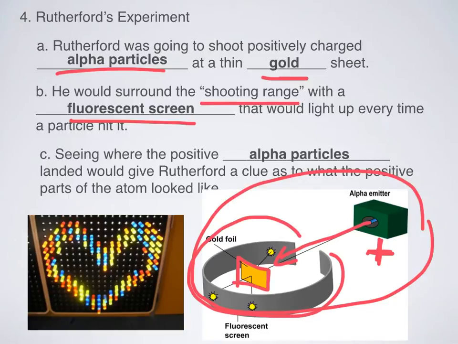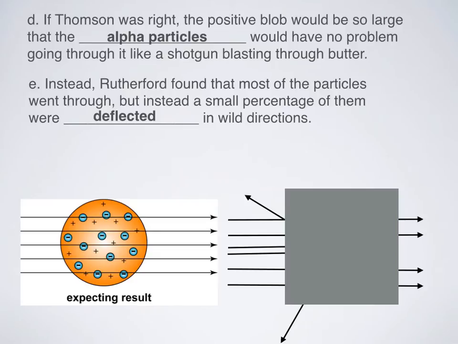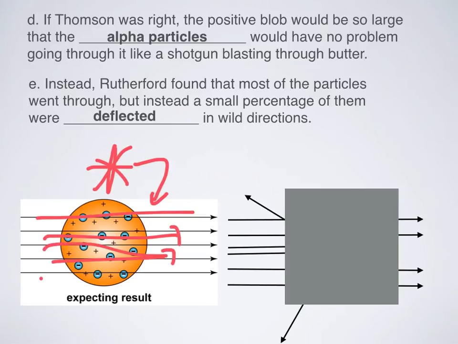Now, seeing where this positive scattering of alpha particles would go would give Rutherford a clue as to what this positive part of the atom actually looks like. So if J.J. Thomson was correct, then this positive blob would be so large and so diffuse and weak that alpha particles should just cut through this like a shotgun blasting through butter. And that's actually sort of the way I like to think about it. So this right here was the expected result, that alpha particles would go straight through and that there'd be no deflection at all.